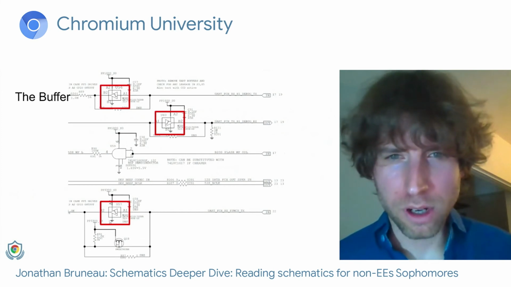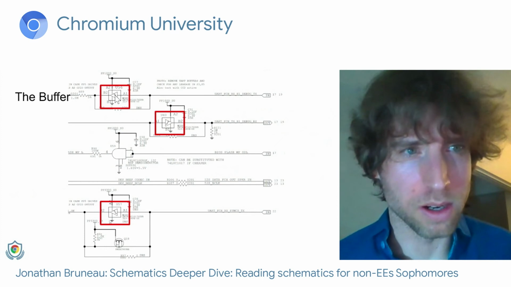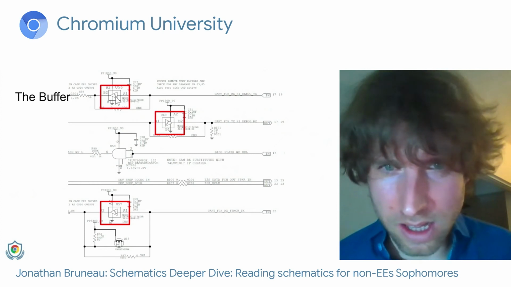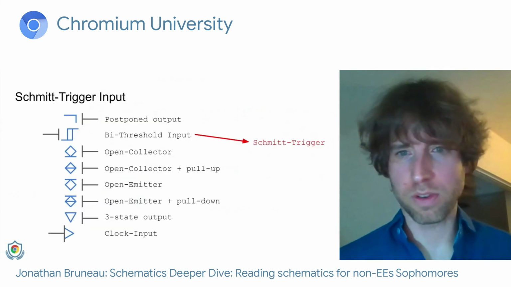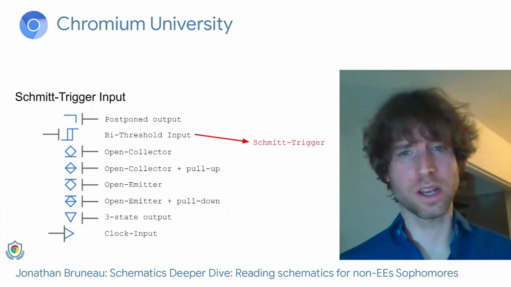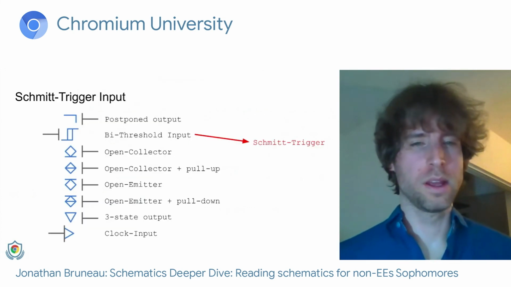But if you look closely, there's another symbol here. That's not the open drain symbol. This is some squiggly thing. This is referred to as a Schmitt trigger. This is another type of buffer we use quite a bit.